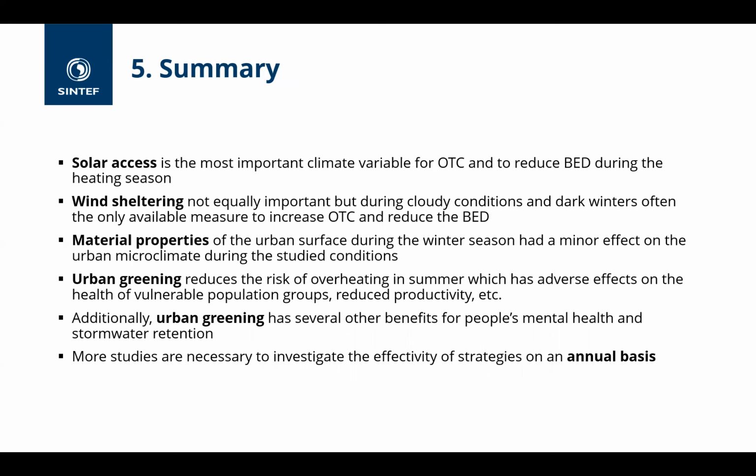Material properties of the urban surface don't have a huge impact during the studied conditions, meaning in autumn. And it's even less in winter when there's snow and ice on the ground, which insulates even more. Urban greening, we've heard it before. It reduces the risk of overheating and also has a good effect on the health of people, for their mental health, and also helps with stormwater retention.